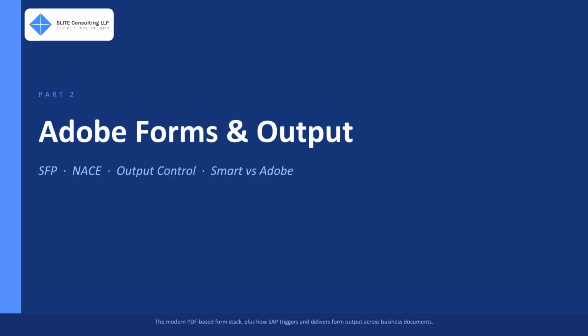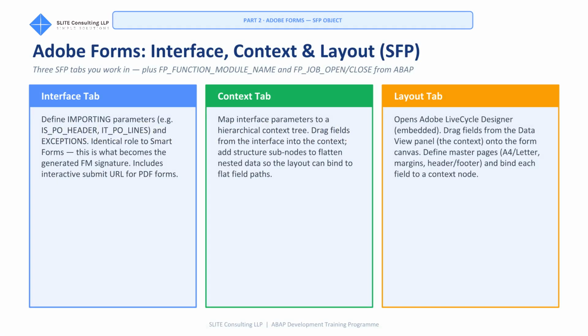You will see how SFP wires interface, context, and layout together, how the SFP driver pattern mirrors Smart Forms with FP_-prefixed function module names, how NACE automatically triggers forms when business documents are saved, and how the SSFCTRLOP and SSFCOMPOP control structures let you choose between immediate print, spool, preview, and background-safe output. Working with SFP follows 3 tabs that mirror the architecture.